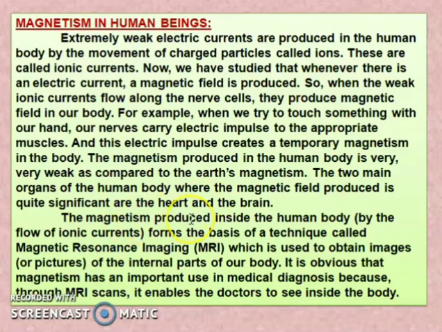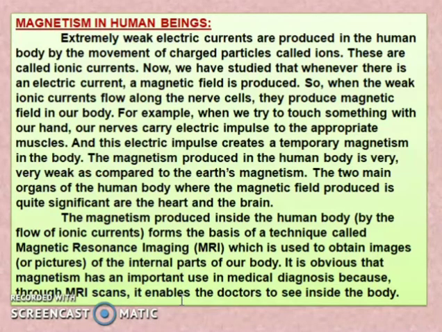The magnetism produced inside the human body by the flow of ionic current forms the basis of a technique called magnetic resonance imaging, which is used to obtain images of the internal parts of our body. So, obviously, magnetism has an important use in medical diagnosis, because through the MRI scan, it enables the doctor to see inside the body.